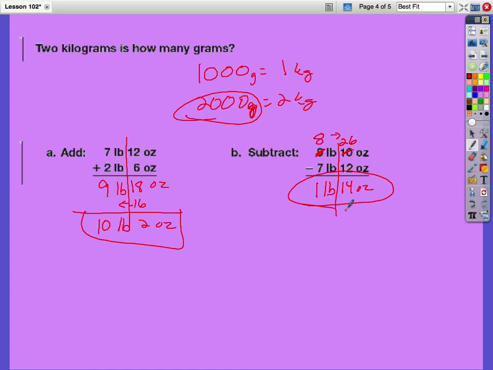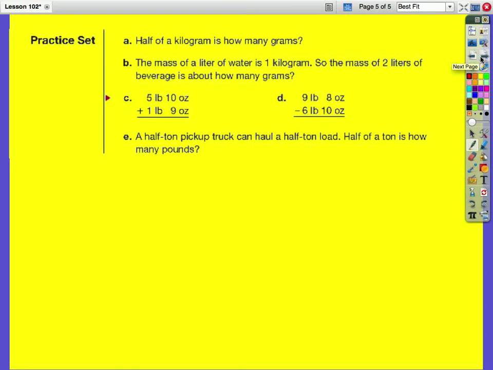So when we add, make sure that if you have more than 16 ounces, we bring that 16 ounces over and convert it to 1 pound. When we subtract and need to borrow, we take 1 pound, convert it into 16 ounces, and add that to how many ounces we have, like we did here. So make sure when you borrow, it's 1 pound to 16 ounces.